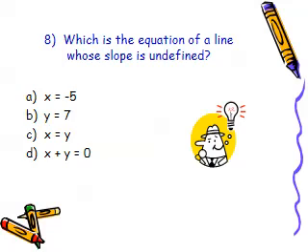All right, hopefully you got this one real quick. Undefined slope, silly me, there's not an undefined line. Undefined slope means a vertical line. The only one of these that is a vertical line is x equals -5. x equals a number is a vertical line.